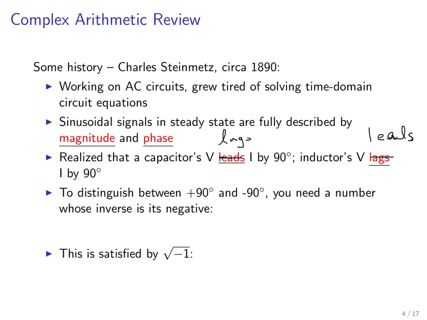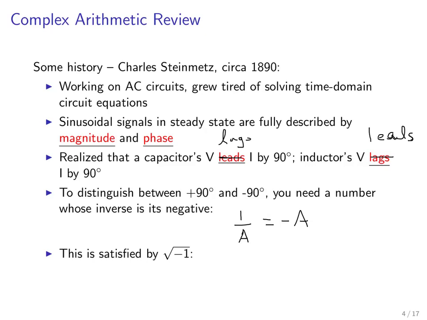You need a number whose inverse is its negative, right? So mathematically we would write that as, if we have a number a whose inverse is its negative, then this number should satisfy 1 over a equals minus a. And we can get that by using the square root of minus 1.